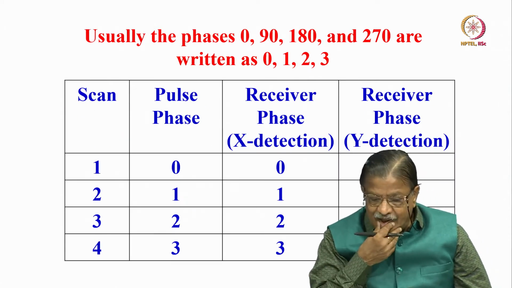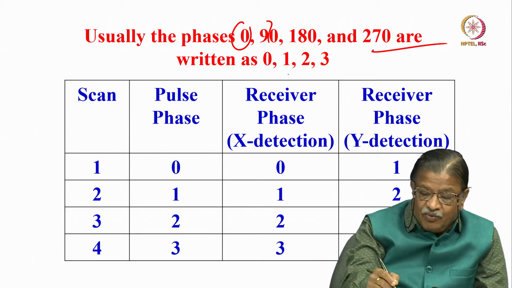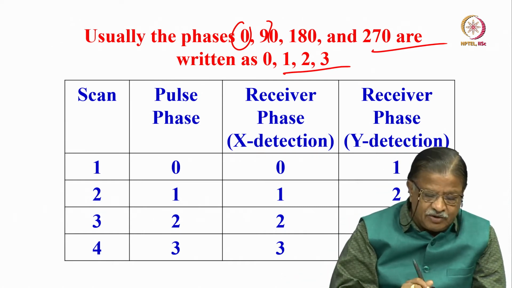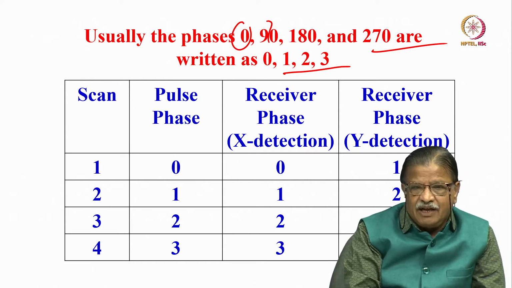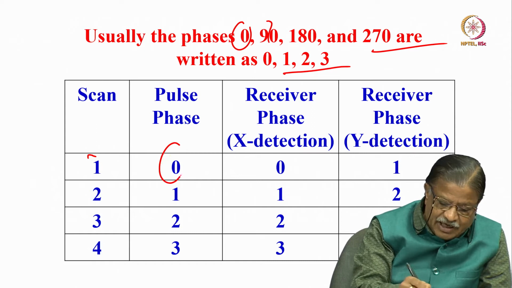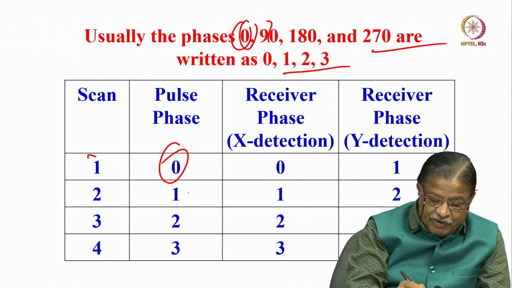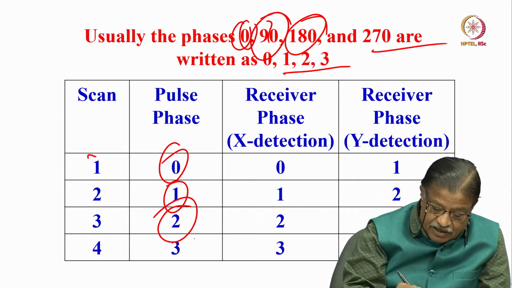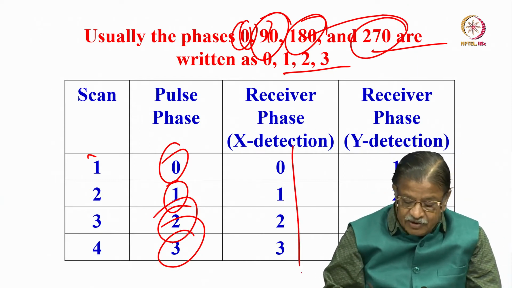Now usually the phases 0, 90, 180 and 270 are written as 0, 1, 2 and 3. That is what is going to be chosen. That is the way the instrument, the spectrometer, the vendors are writing. If I say pulse phase is 0, it is as good as telling 0 degree. If I say pulse phase is 1, it is 90 degree. If pulse phase is 2, it is 180. If it is 3, it is 270. Similarly, the receiver phase is 0, 1, 2, 3.